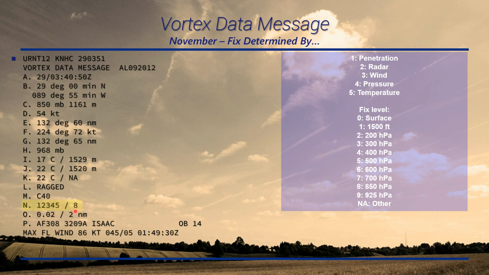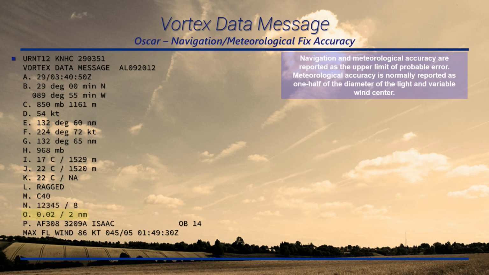And in this particular case, 8 stands for 850 hectopascal. Item Oscar. This is going to be the navigation and meteorological fix accuracy. So in this particular case, navigation was within 0.02. Our meteorological fix, that's going to be about half of the diameter of our light and variable winds, so within 2 nautical miles. Pretty simple and straightforward.